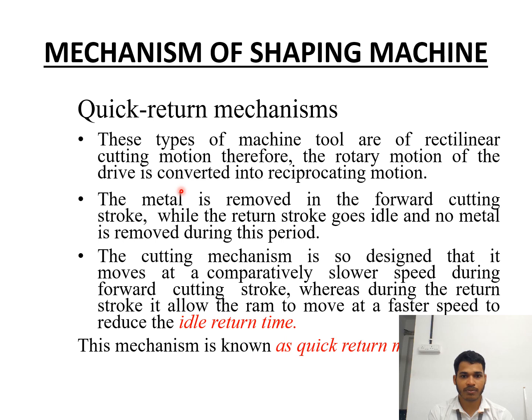And the cutting mechanism is so designed that it moves at a comparatively slower speed during the forward cutting stroke, whereas during the return stroke, it allows the ram to move at a faster speed, reducing the idle time. So the efficiency will increase, and this mechanism is known as the quick return mechanism. When the forward direction is slow, the backward direction will be fast.